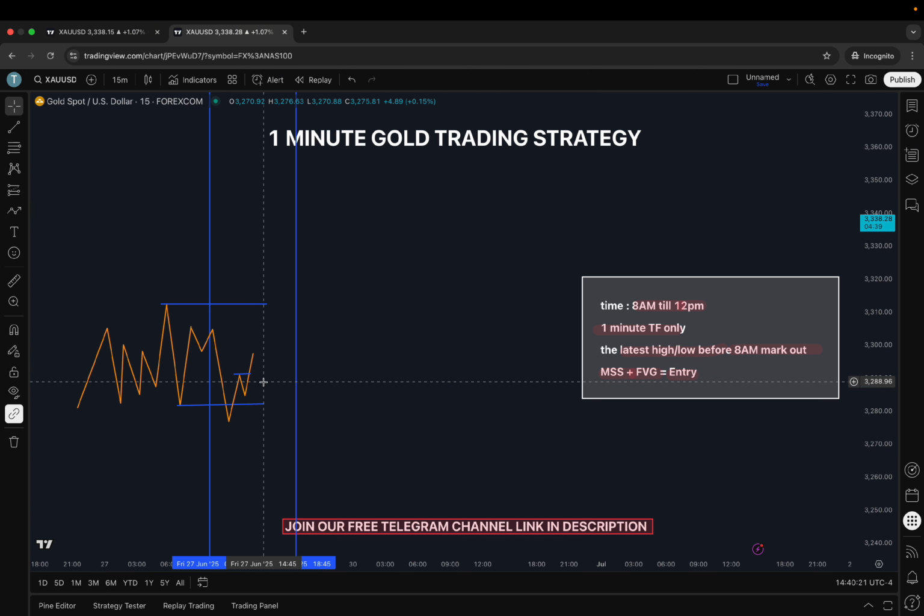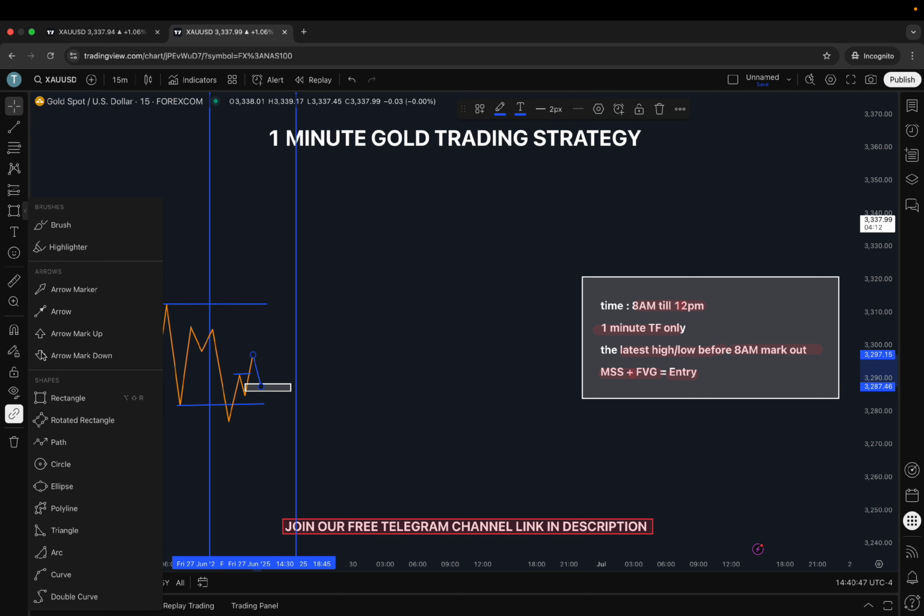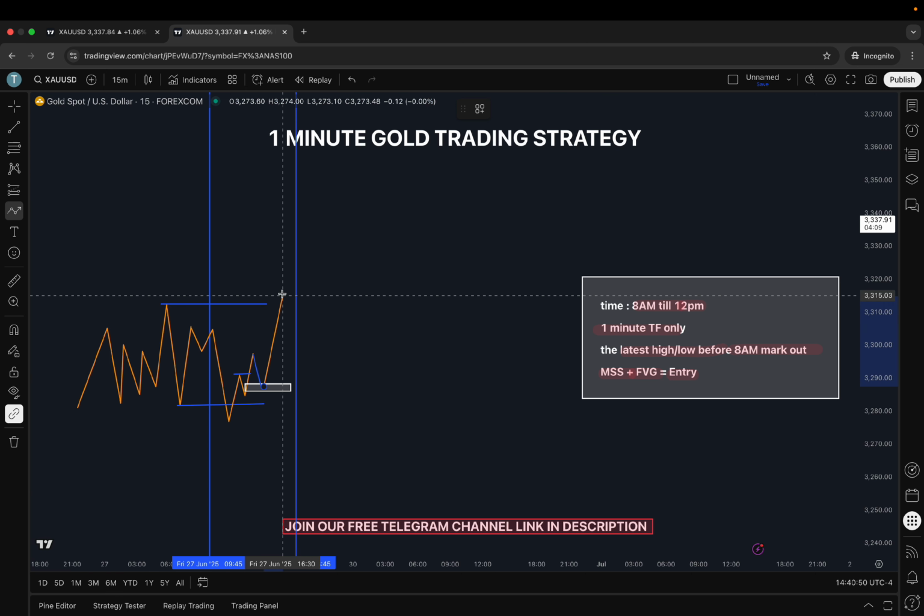Now once we get a market structure shift, we want to mark out our fair value gap. And as mentioned before, if there's no fair value gap, there is no trade available. So let's say we don't have a fair value gap, but we have an order block. That would still count. So let's mark out our fair value gap. And we would then wait for price to simply tap into this zone. And once price taps in, we then want to target opposing liquidity, which is up here. Now once that happens, that's our TP done.